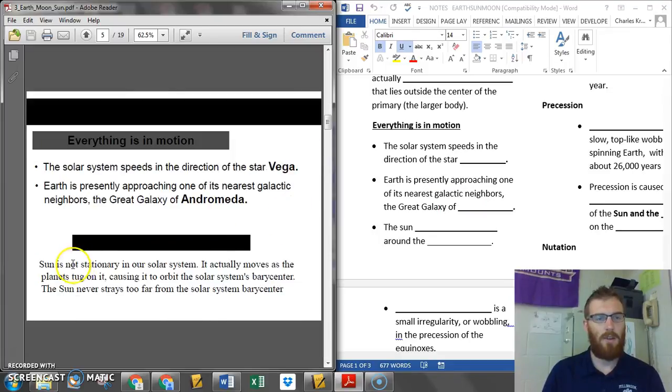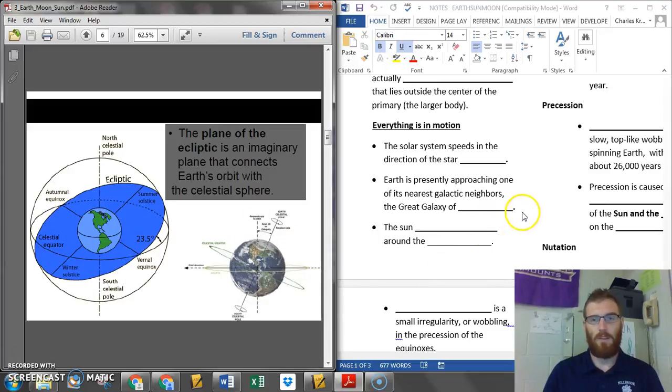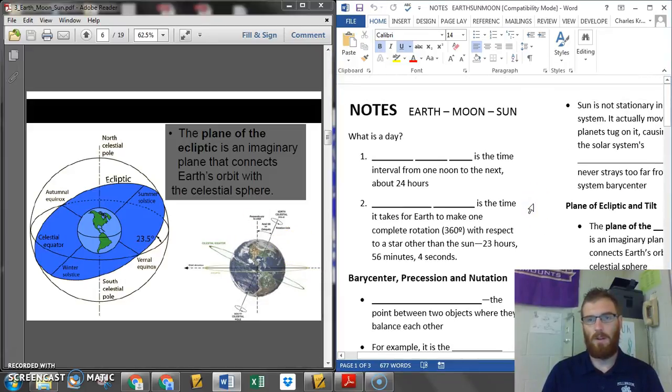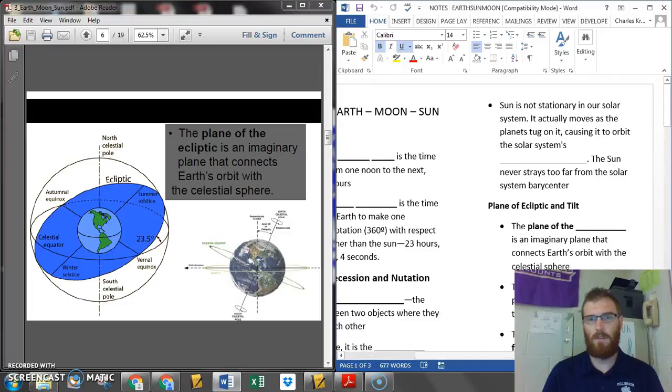Make sure that you write down here that the sun is not stationary in our solar system. It actually moves as the planets tug on it. The sun never strays too far from the solar system. So the sun is not stationary in our solar system.